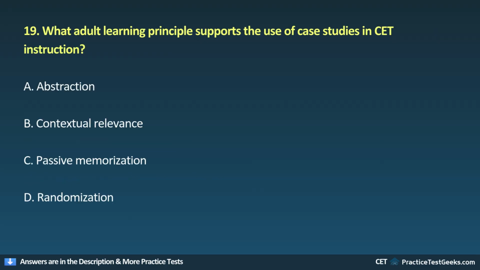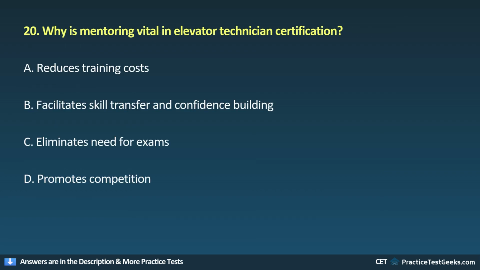19. What adult learning principle supports the use of case studies in CET instruction? A. Abstraction. B. Contextual relevance. C. Passive memorization. D. Randomization.